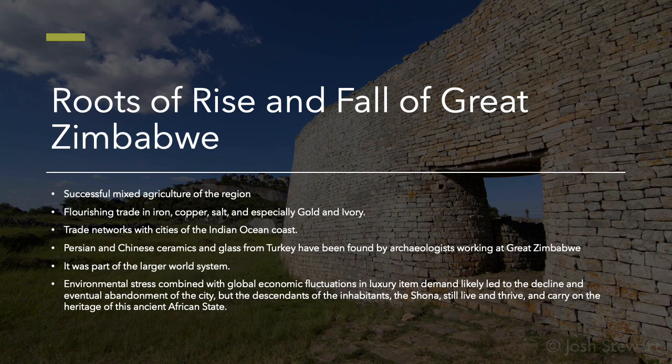What brought about its downfall? Well, we see this quite frequently in examinations of the ancient world. Likely environmental stress combined with global economic fluctuations in luxury item demand were part of the decline and abandonment of the city. As the value of gold and ivory increased or decreased, this could have caused economic crises. And if a number of different crises overlap and occur at the same time, even well-organized state-level societies can have difficulty dealing with them. However, the descendants of the inhabitants, the Shona, still live and thrive in the area and carry on the heritage of this ancient African state.